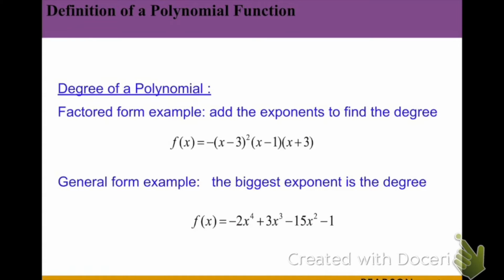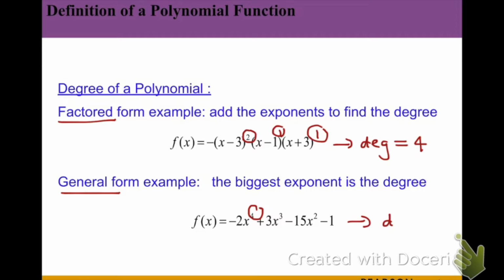We've also talked about the degree of a polynomial before. Remember, to find the degree of a polynomial in factored form, we add all the exponents. For example, in this case, if we take all the factors, there's a total of 4 of them: 2 x minus 3 factors, 1 x minus 1 factor, and 1 x plus 3 factor. If we add those all together, it would be degree 4. In the general form, it is always the biggest exponent that gives the degree. This would be the same thing as if we multiplied the factored form all together, and we would end up with a degree 4 polynomial.